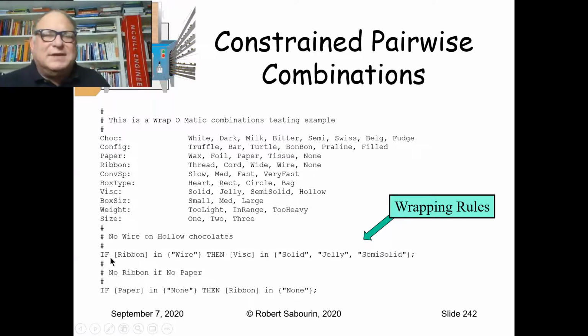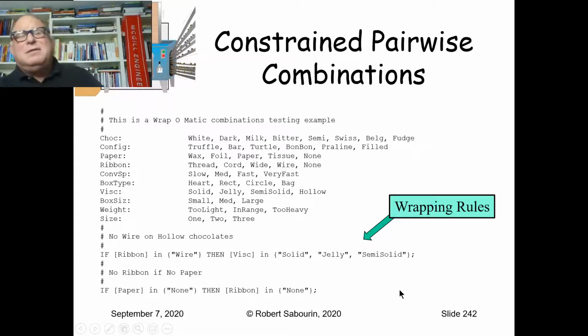In this case, and remember, in the description of the help for a tool like PICT, there's tons and tons of different ways you can represent the constraints. There's a lot of syntaxes for that. In this case, I just chose this one. So if ribbon is in the list wire, then viscosity must be in the list solid, jelly, semi-solid. So if ribbon is wire, then the viscosity cannot be hollow. Similarly, if there's no ribbon, there's no paper. So if paper is none, then ribbon is none.